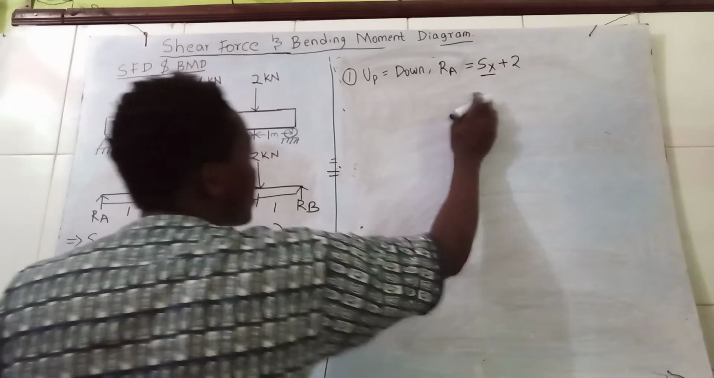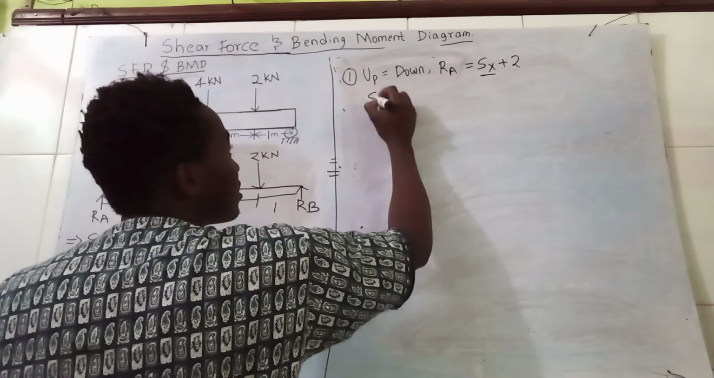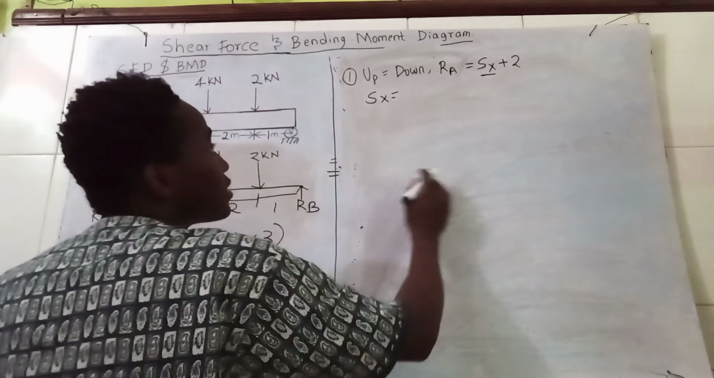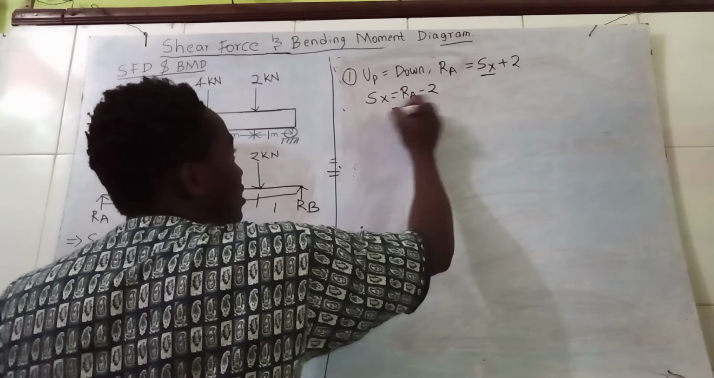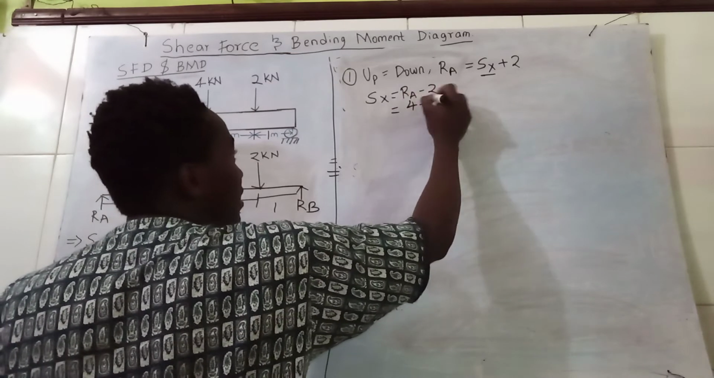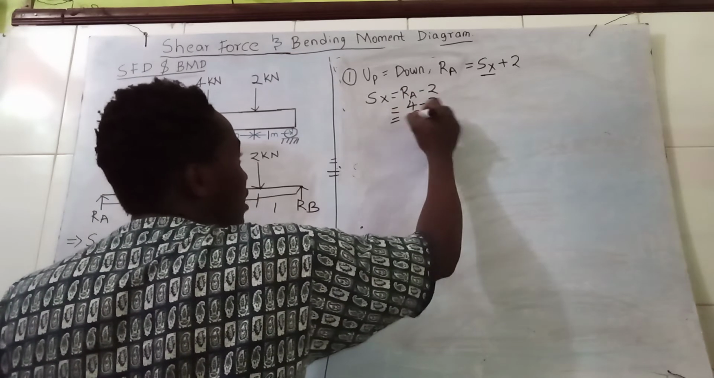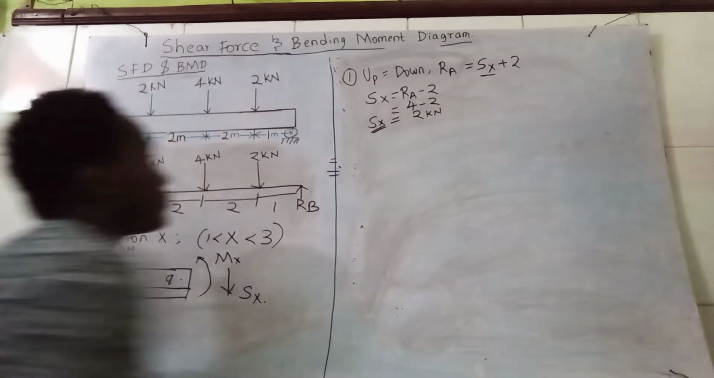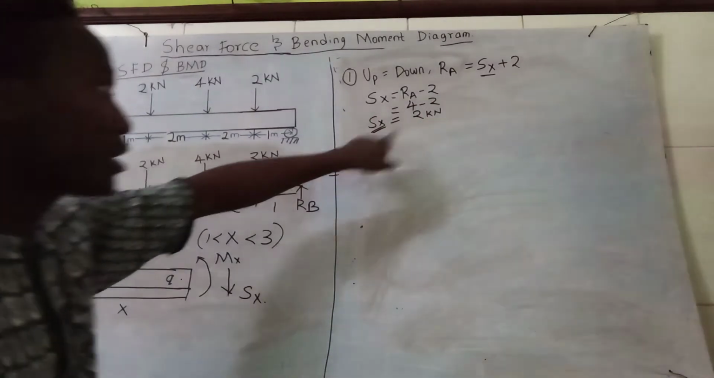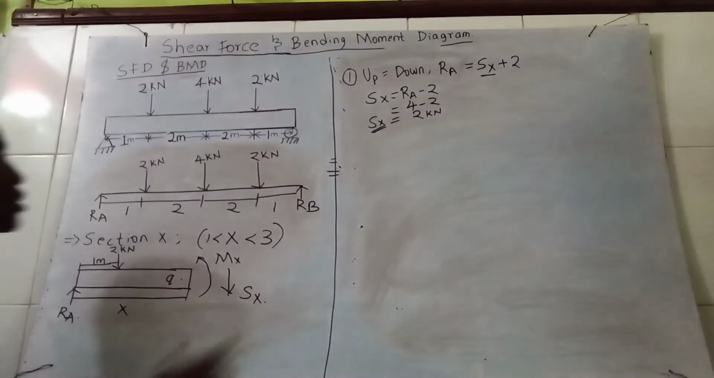So let us find the value of Sx. Sx is going to be given by RA minus 2. RA is 4, so 4 minus 2, that is 2 kilonewtons. So for the second section, Sx is 2 kilonewtons.